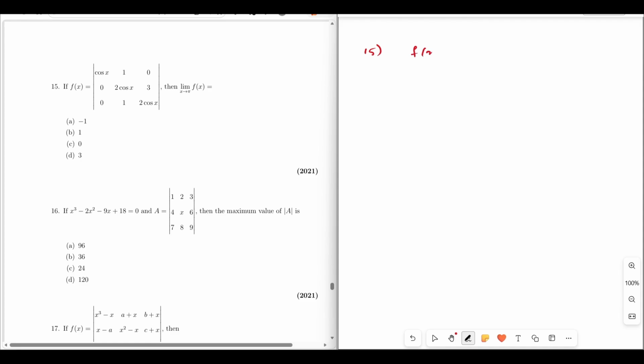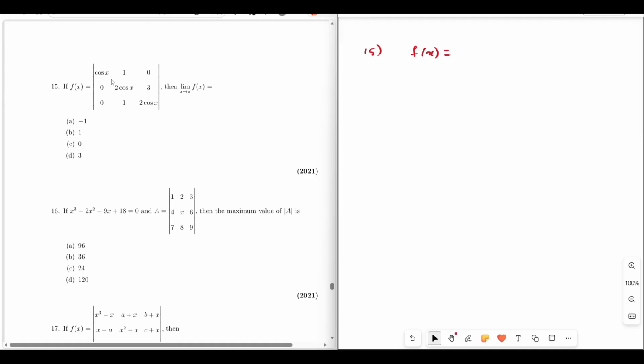f of x is the determinant of this 3 by 3 matrix. Remember, always when you find a determinant, choose the row or column which has more zeros. As you could see, in the first row you have a 0 in the third element, and in the first column you have 2 zeros. Whichever row or column has more zeros, choose that to find the determinant. That makes your calculation simpler.